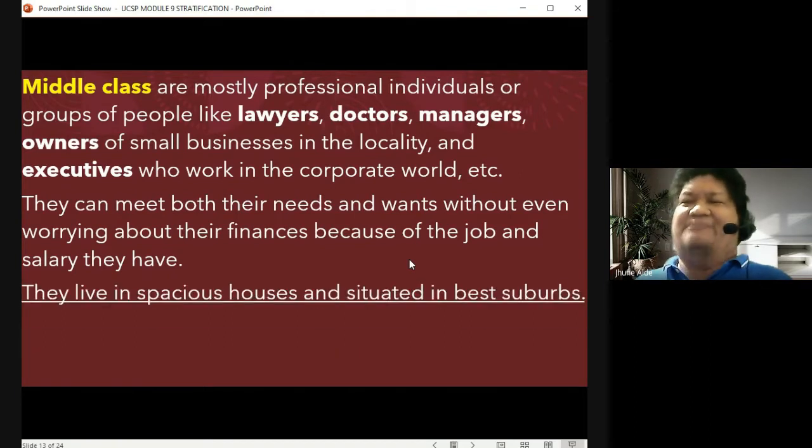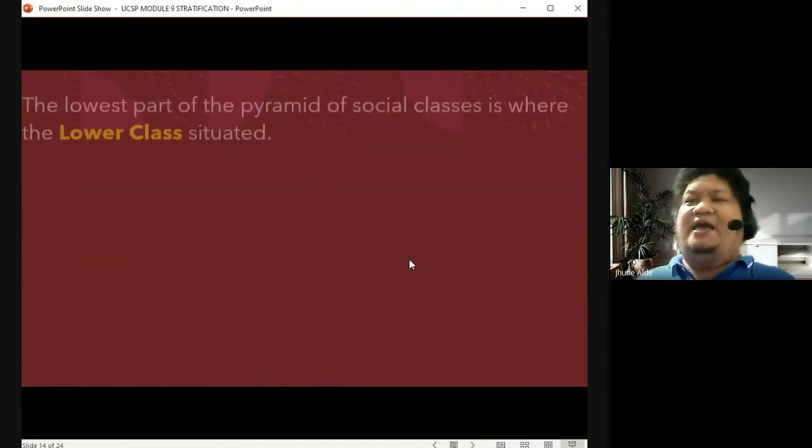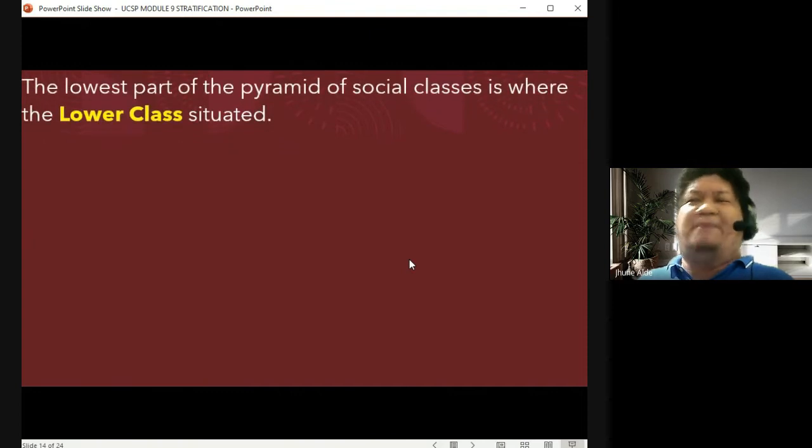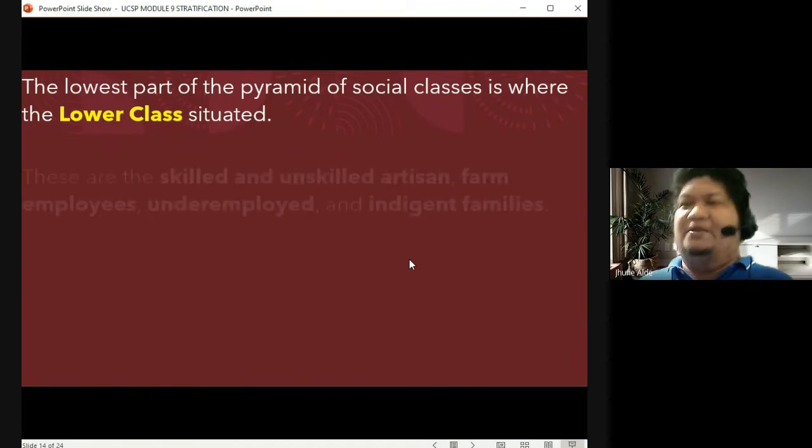They live in spacious houses situated in the best suburbs. Okay? So, medyo may kagandahan yung kanilang tinitirahan, no? And the lowest part of the pyramid of social class is where the lower class is situated. Sila yung mga nakatira doon sa baba ng pyramid.